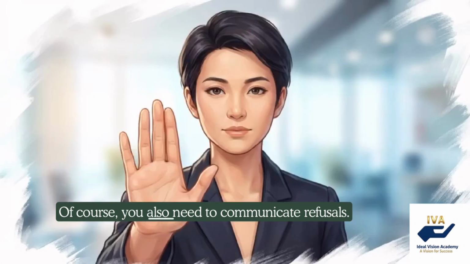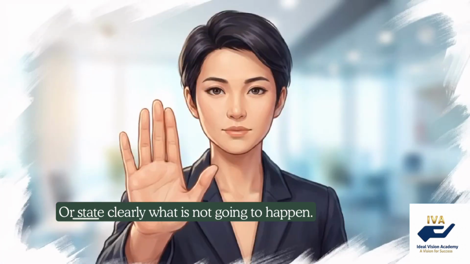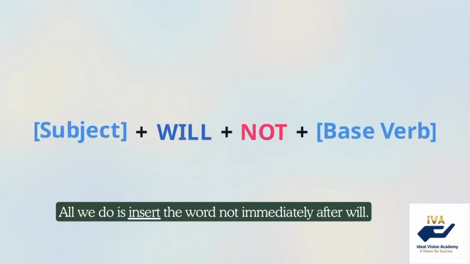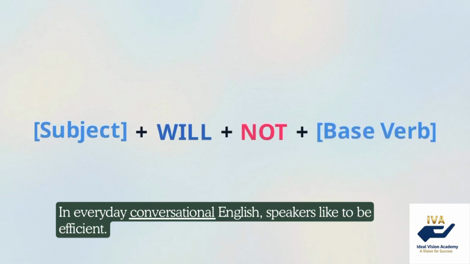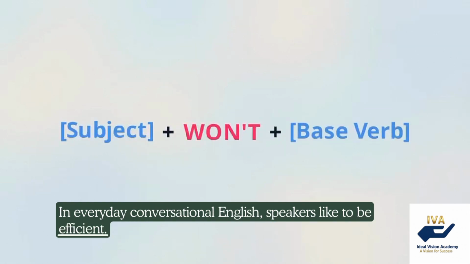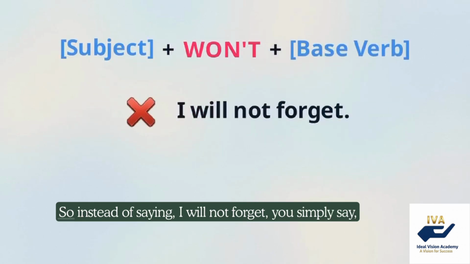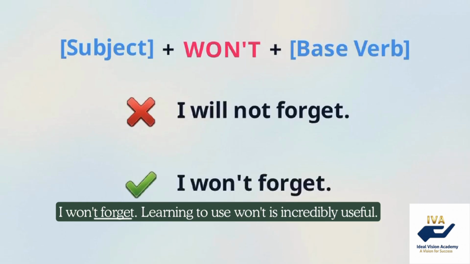Of course, you also need to communicate refusals, or state clearly what is not going to happen. To do this, look at this updated formula. All we do is insert the word not immediately after will. In everyday conversational English, speakers like to be efficient. They snap these 2 words together to create the contraction won't. So instead of saying, I will not forget, you simply say, I won't forget.